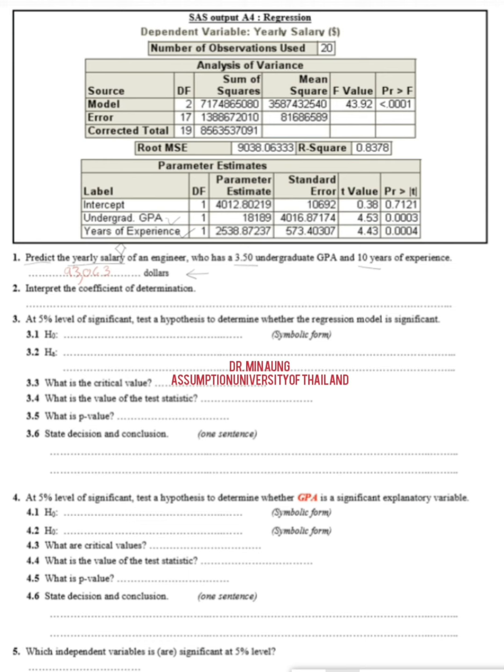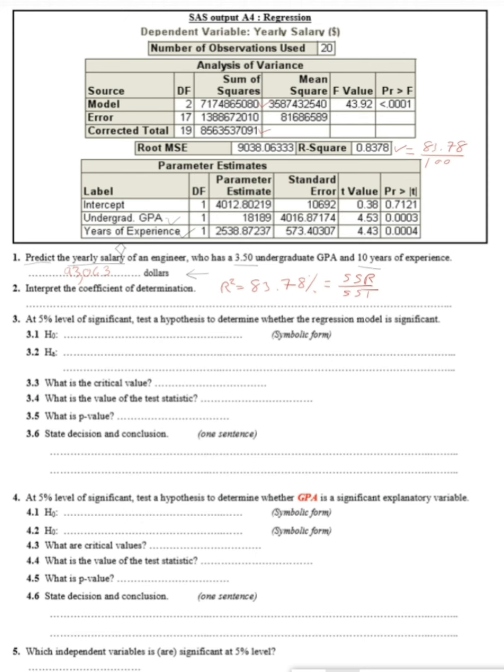Interpret the coefficient of determination. So what is the value of R square? R square is 83.78 divided by 100. This is 83.78%. So R square is SSR divided by SST. SSR is this one, SST is this one.